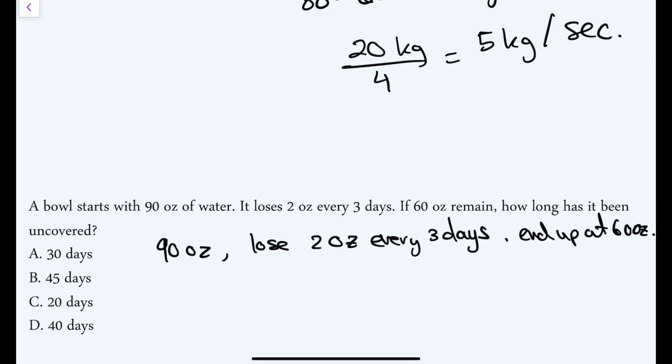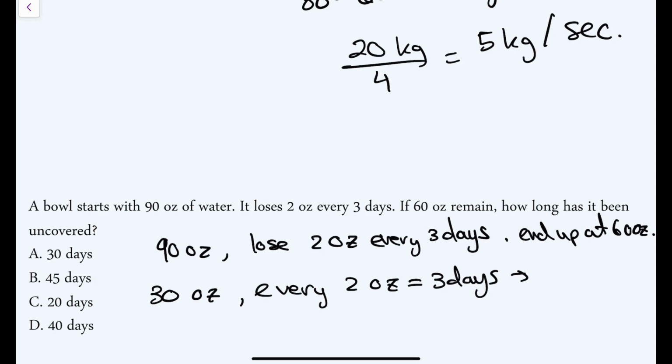Okay, so how much did we drop? Well, from our original 90, we dropped 30 ounces, right? 90 minus 60, which is 30. Every 2 ounces takes 3 days to lose. So then 1 ounce is lost in 1.5 days.